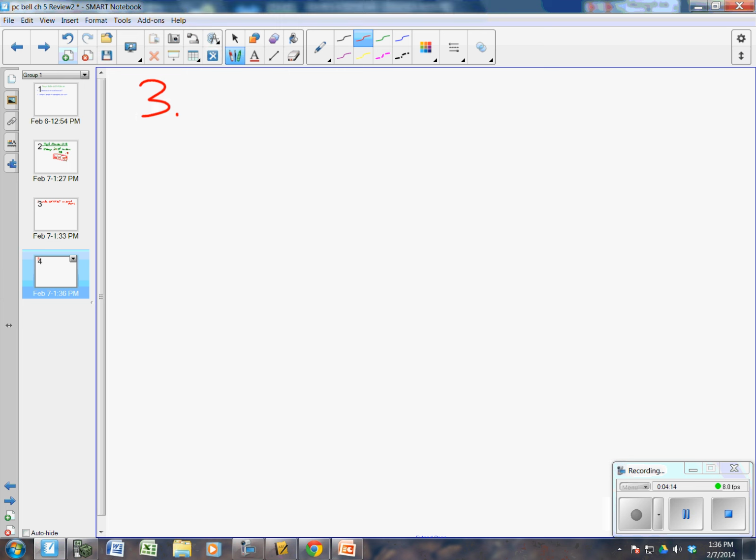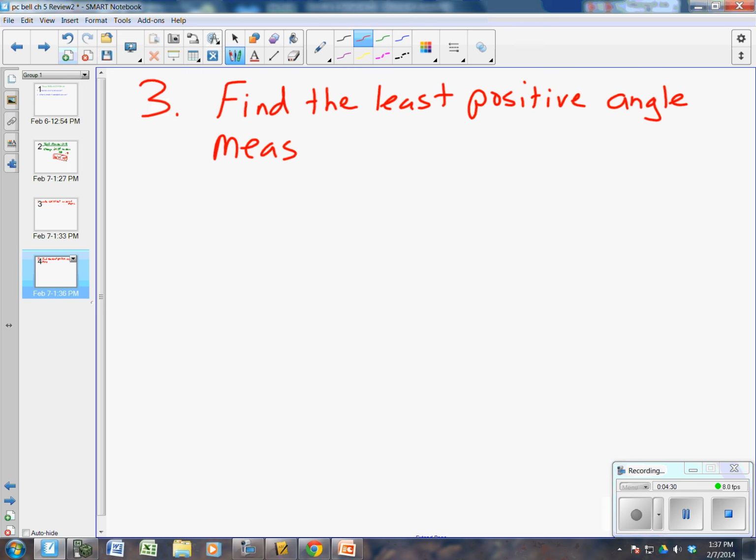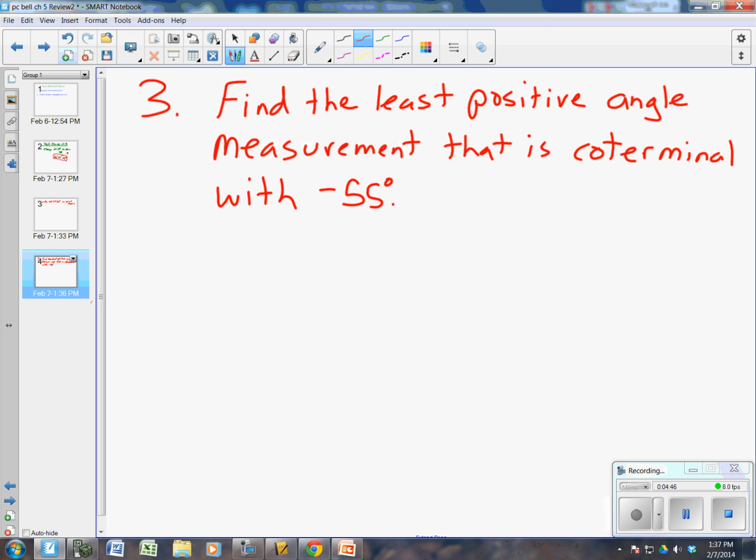I want you to find the least positive angle measurement that is coterminal with negative 55 degrees. Think about your definition of coterminal today to help you out with that, okay? Go.